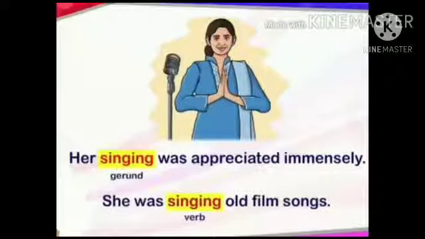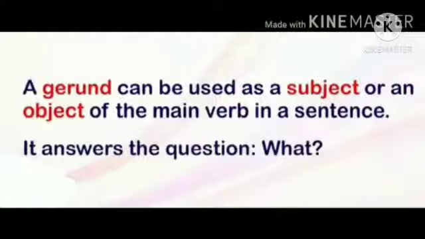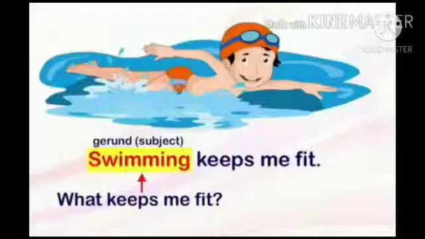Let us understand. Here it is written, her singing was appreciated immensely. Now here singing is acting as a noun, that is why it is a gerund. But in the second sentence it is written, she was singing old film songs. Now here singing is acting as a verb. A gerund can also be used as a subject or an object of the main verb in a sentence. It answers the question what. Have a look at the example.